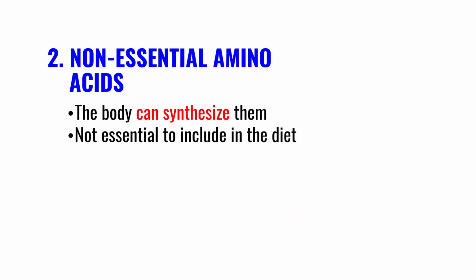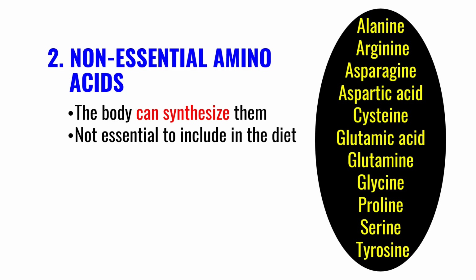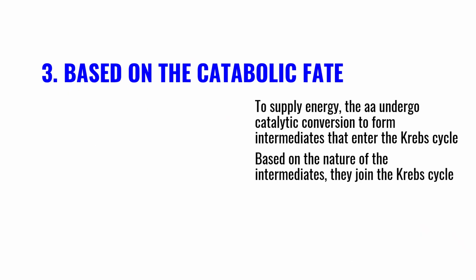The second category is non-essential amino acids, meaning the body is able to synthesize them and they are not essential to include in our diet. These are 11 amino acids which are listed here alphabetically. All 4 amino acids with A as the first letter: alanine, arginine, asparagine, aspartate, cysteine, and all 3 with G: glutamate, glutamine, glycine, proline, serine, and tyrosine. So these are 11 amino acids which are non-essential.